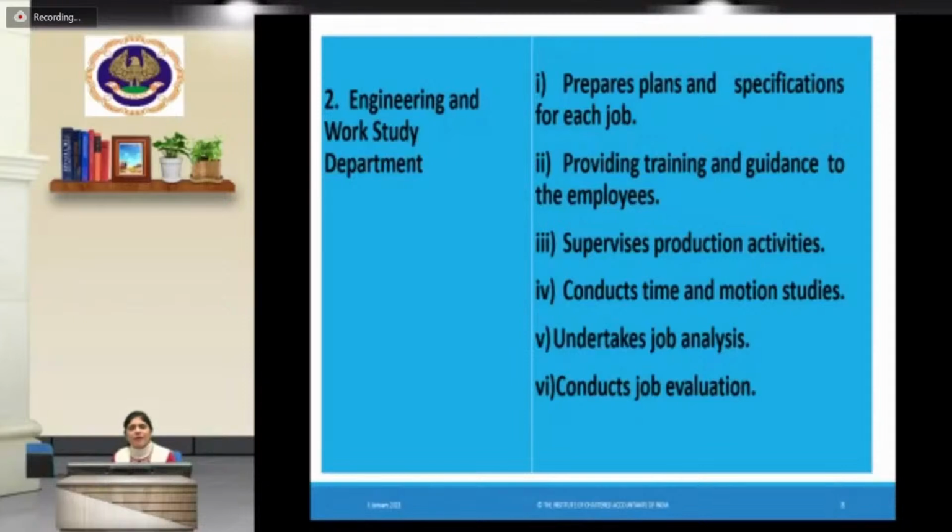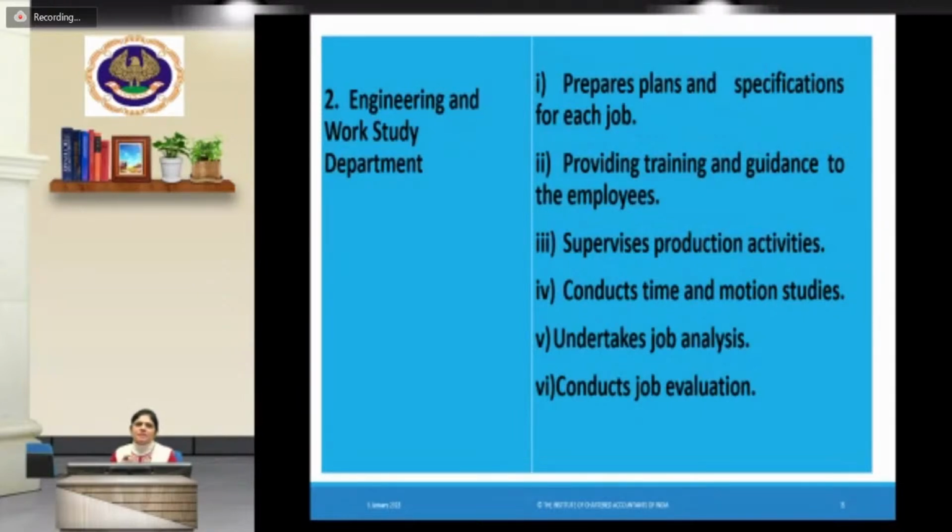And job evaluation is basically the rating of that job. What is the importance of that job in relation to other jobs? Let us say there are 6 jobs to be done in one department. What is the importance of a particular job in relation to the other jobs? What is the significance of that job? What is the utility of that job for the organization? Why is it important? It is important in order to keep the wage rate accordingly.